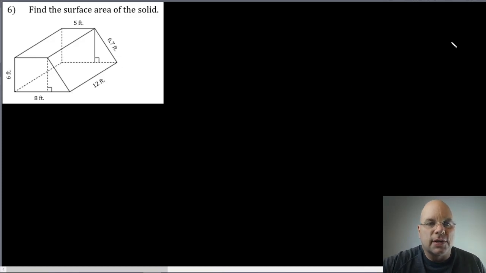Problem number 6 asks us to find the surface area of this solid. First, we should think about what the solid is. It's probably either a pyramid or a prism. It doesn't look like it can be a pyramid because I don't see a single base going to a vertex. It looks like it must be a prism. And then you need to ask, what are the bases? These top and bottom faces are parallel rectangles, but they're not congruent. The parallel congruent faces would be this trapezoid and this trapezoid.